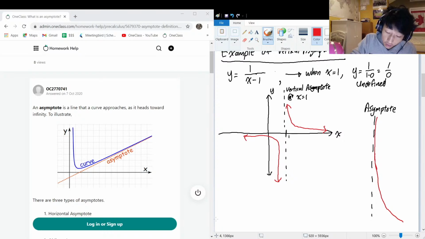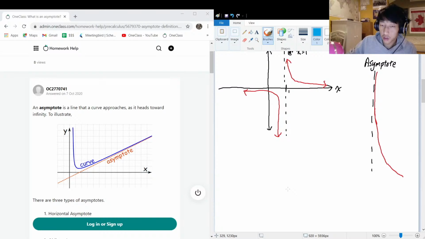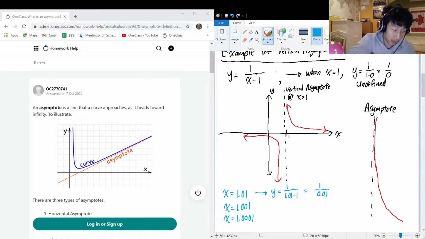Let's actually write that out to kind of demonstrate what I'm trying to say here. Oops, let's zoom back in. So x equals 1.01, x equals 1.001, x equals 1.0001. In this case, y would be equal to 1 over 1.01 minus 1, which is just 1 over 0.01. And I think that's 100. I'm going to double check my calculator. 1 divided by 0.01. Yep, that is 100.